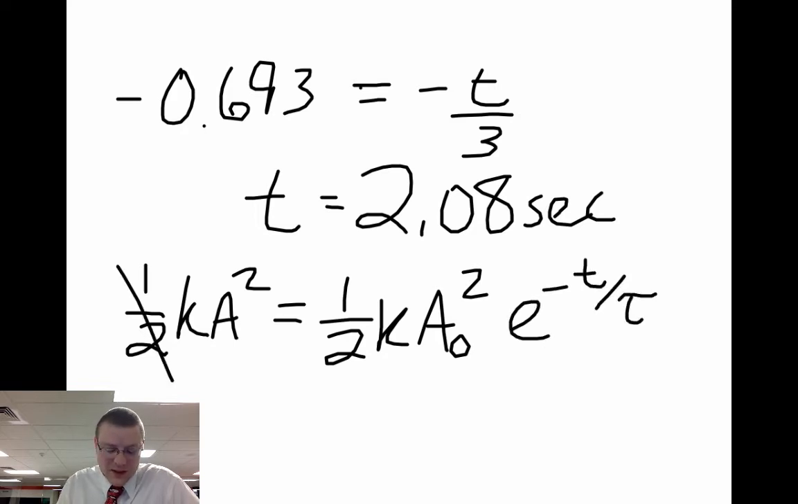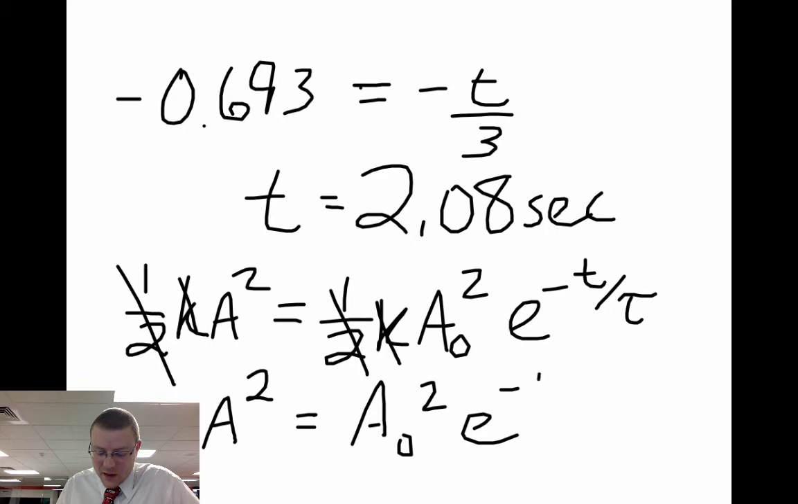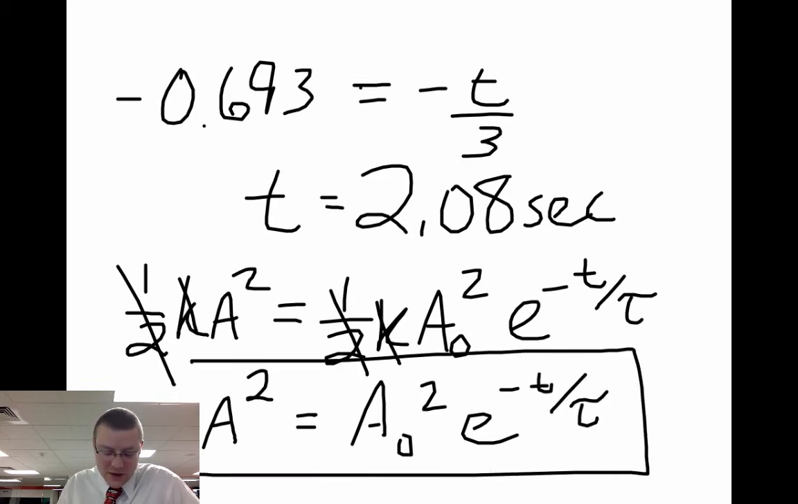If you look on both sides, I've got a half, and I've got a k. So really, if I want to solve for the amplitude at any moment in time, there is an expression I can use to figure out the amplitude as time goes on. It's the original amplitude squared multiplied by this same e to the negative t over tau. So let's do an example where the amplitude is 1/4.